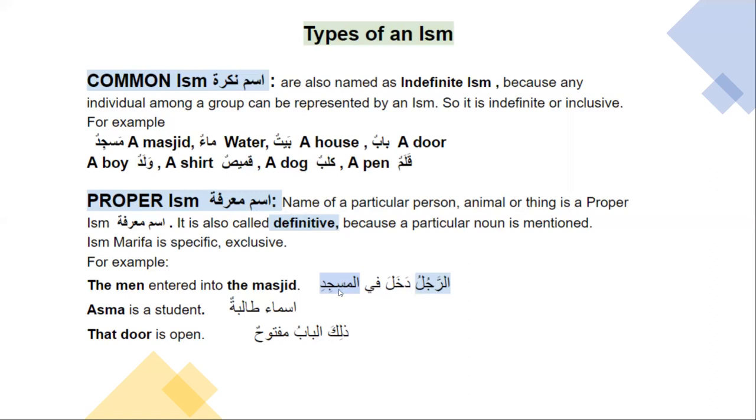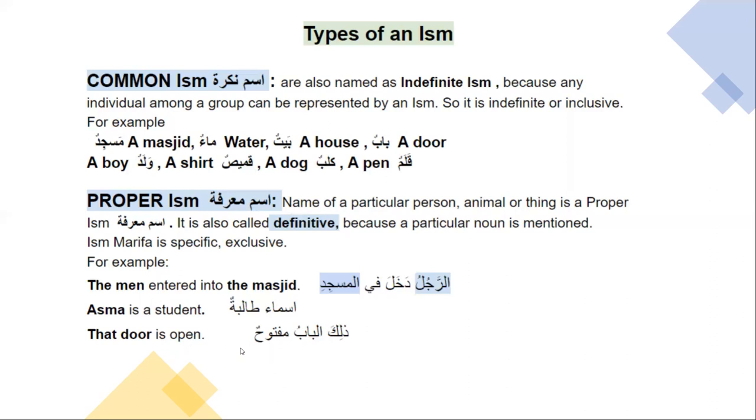Al-masjidi, again, a particular masjid in which the man entered. Ar-rajulu entered that masjid. Asma, again, a particular name, right? And that door is open. Zalikal babu maftuhun. So it's specific, like pointing. Zalika is a pointing word, pointing to a particular door. Zalikal babu maftuhun.